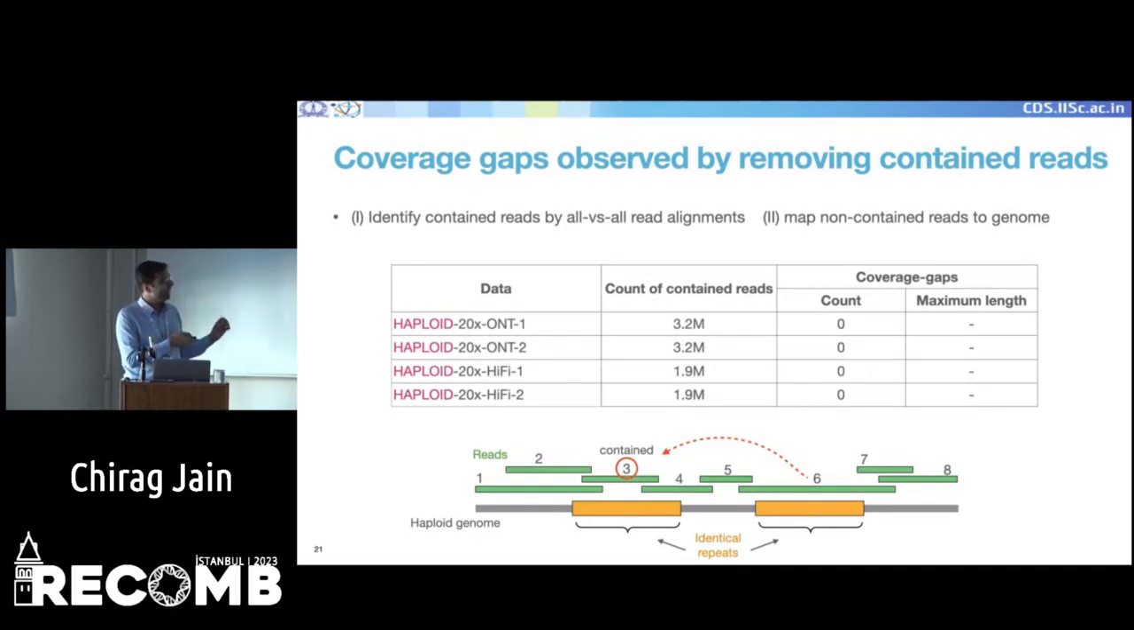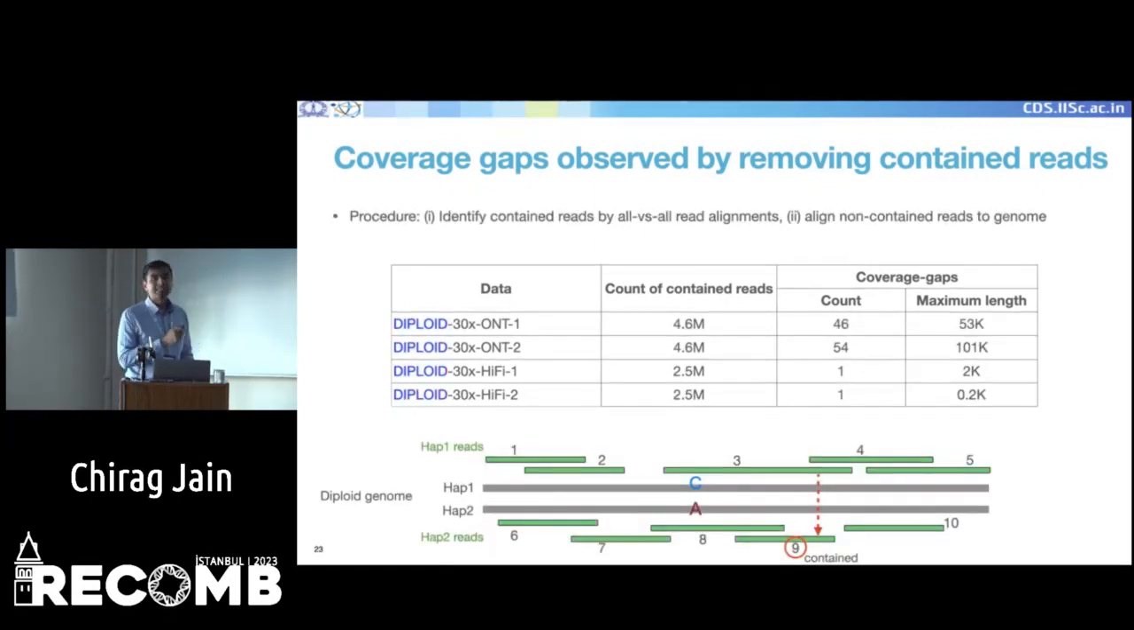But I want to remind you that in theory this can happen even in a haploid genome. If you have an identical repeat in the genome, then suppose there is a read 3 which is contained in read 6 because of the identical repeat. Removing read 3 will cause a coverage gap in the second repeat. So in theory coverage gaps can be introduced, but in practice we are observing zero coverage gaps, maybe because there are not that many long identical repeats in the haploid genome.